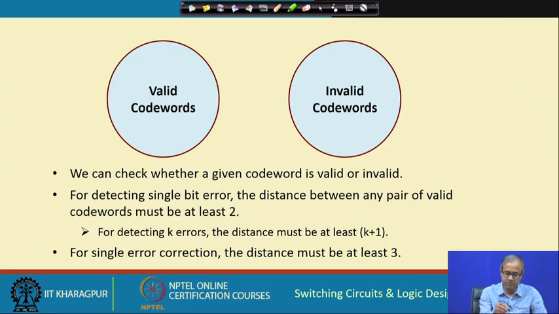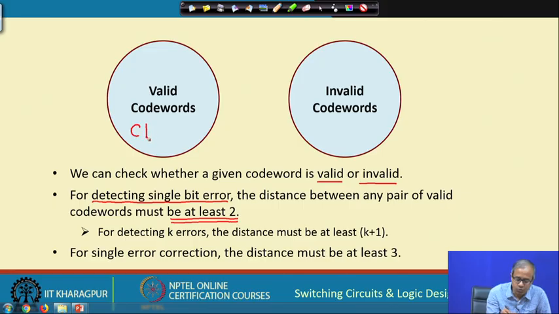So, this is the kind of scenario I talked about. I have valid code words, I have invalid code words, and there should be a mechanism to check whether a code word is valid or invalid. Let us say our task is to detect single bit error. What I claim is that if this is my requirement, then the distance between any pair of valid code words must be at least 2. Why? Consider two valid code words, let us say C1 and C2. Any single bit error will transform a code word into an invalid code. Single bit error means I am increasing the distance by 1 with respect to C1 or C2.